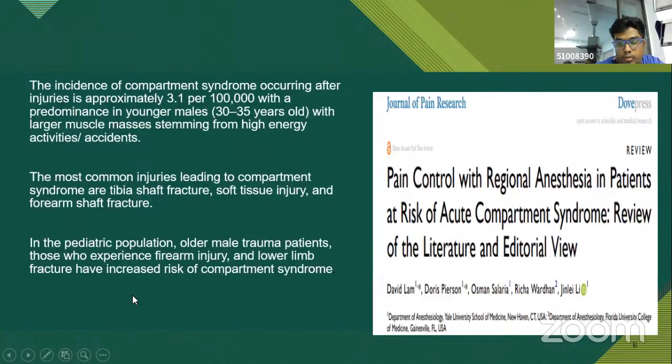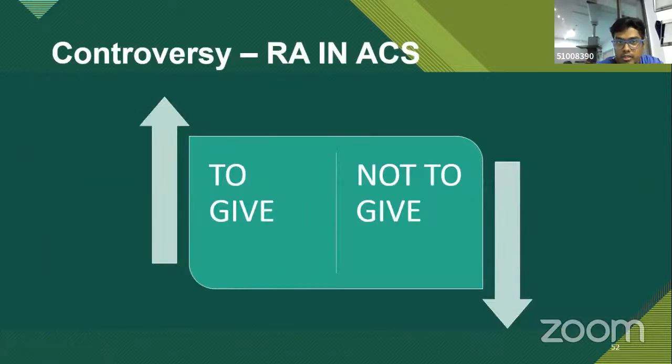You will have to weigh the risks, have a word with the surgeon, and see whether there is data or protocol on whether you can give it or not. I will come to it. Now, in the pediatric population, older male trauma patients, firearm injury, and lower limb fractures, there is increased risk of compartment syndrome. So what is the controversy? Regional anesthesia in acute compartment syndrome, whether to give or not to give?